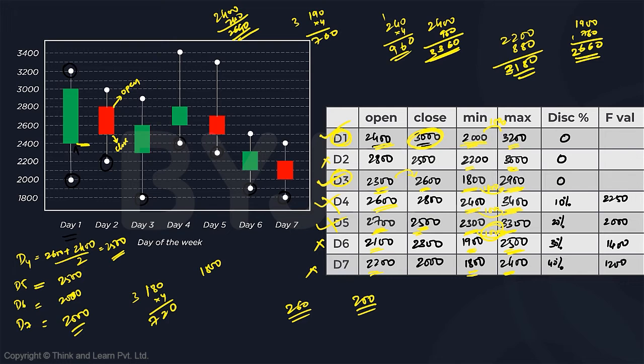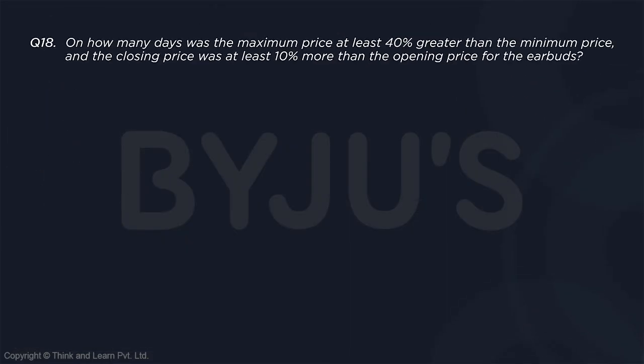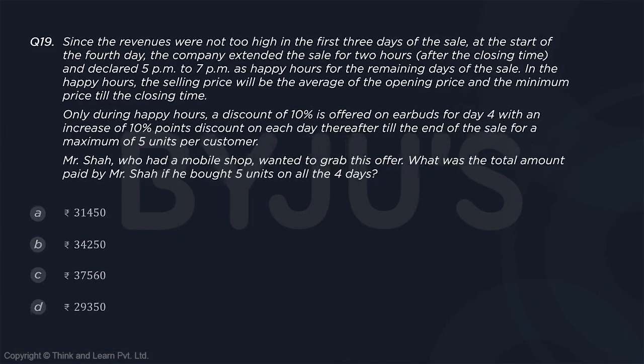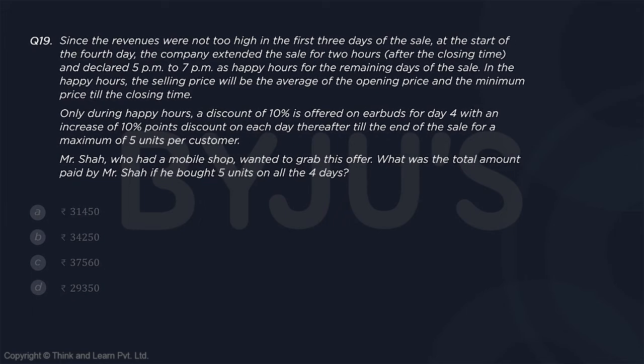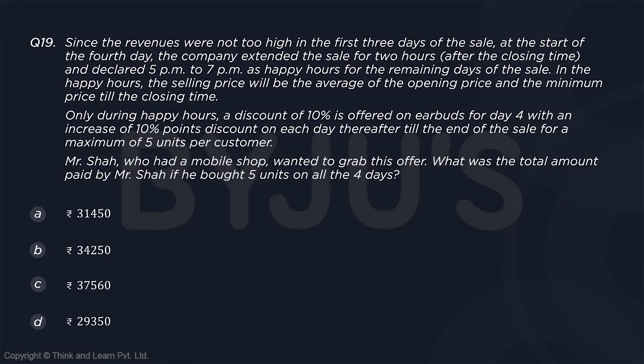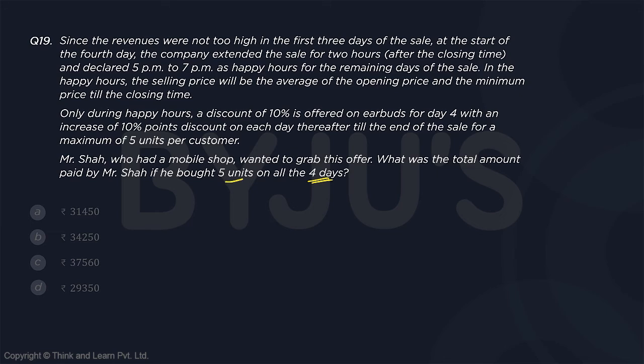So now on all the 4 days, if you look at, he is buying 4 units per day. Is it 4 or 5? Let me just quickly check. Is it 4 or 5 units? We are looking at 5 units. Okay, 4 days, 5 units, sorry. He bought 5 units on all the 4 days.